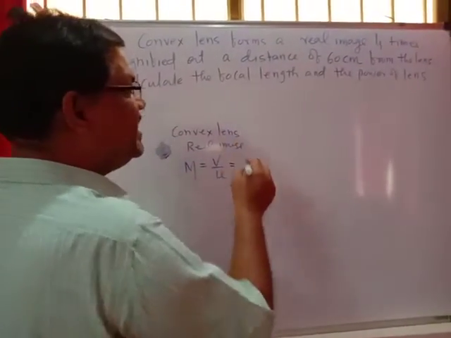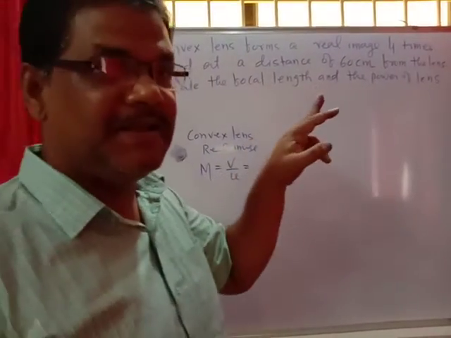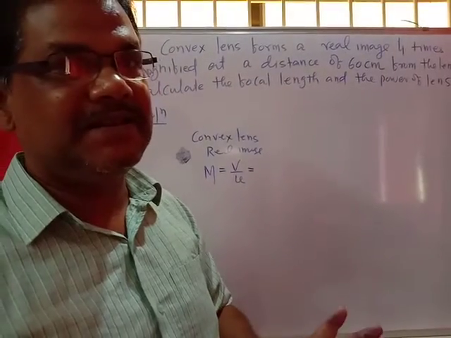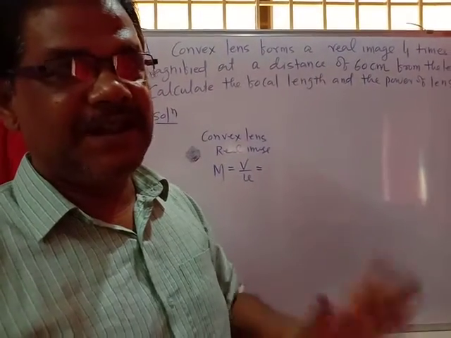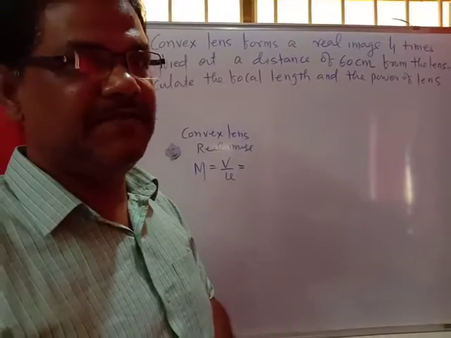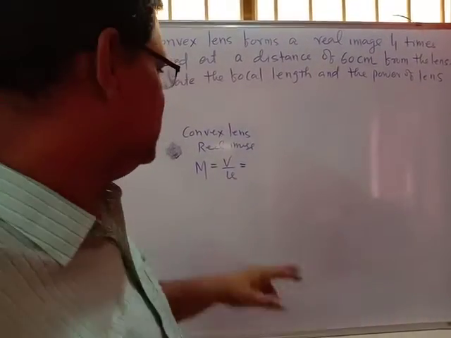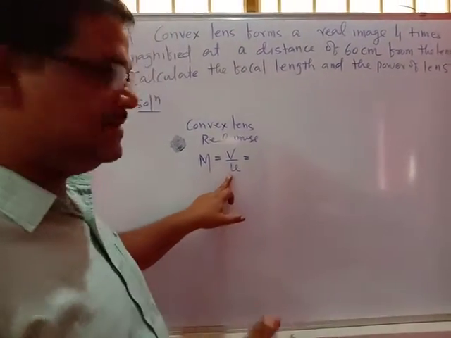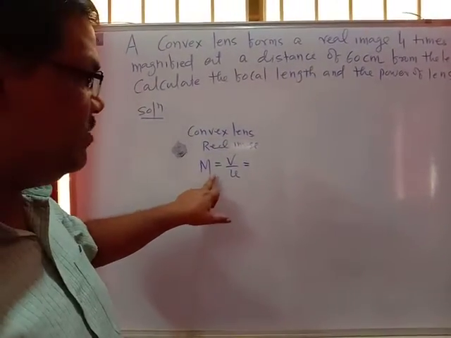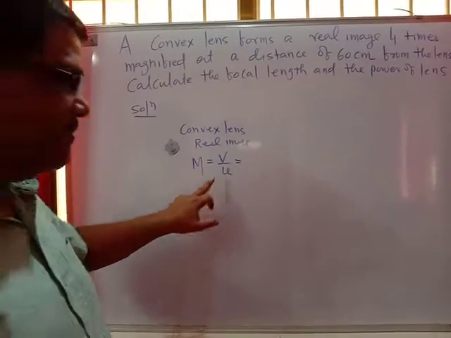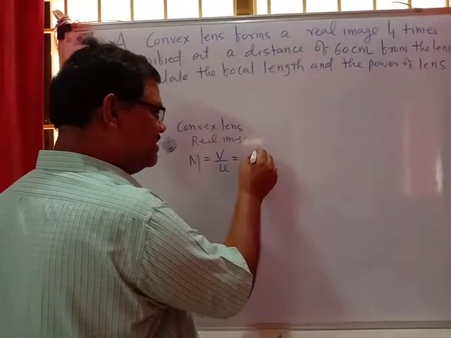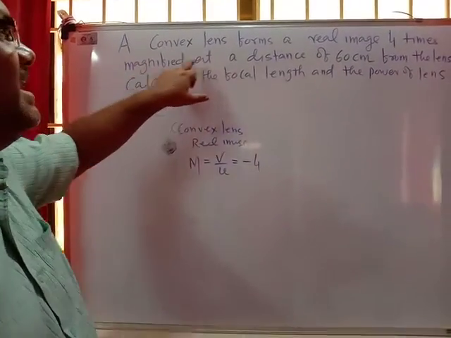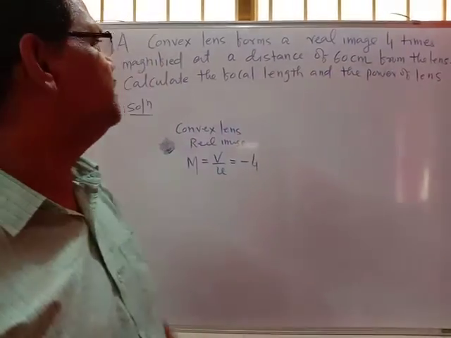So you should be thinking whether that 4 should be minus or plus. For a real image, the magnification is negative; for a virtual image, positive. Be careful about that. The magnification formula V upon U will never change. Only in case of the lens, M equal to V upon U, and magnification 4 means that will be minus 4.